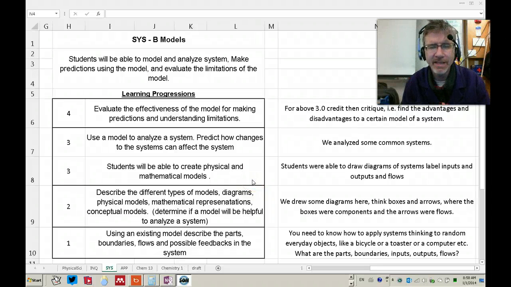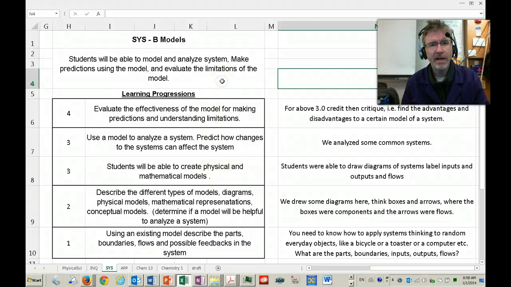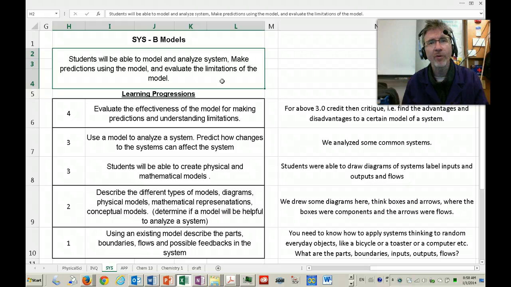We're talking about SYSB, a standard about models or building representations of systems that let you analyze them. Here's the objective for this standard, and we'll go over the learning progressions as well. So students should be able to model and analyze a system. Model is to build another picture of a system that helps you think about it. You should be able to make predictions using your model and evaluate your limitations, things that are good or bad about your model. Alright, so that's the objective.